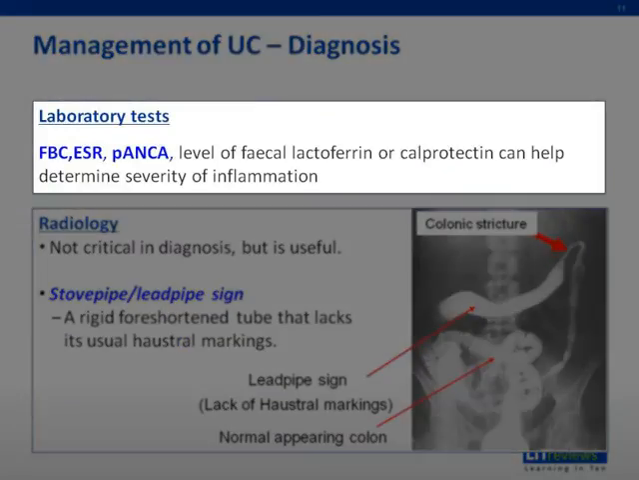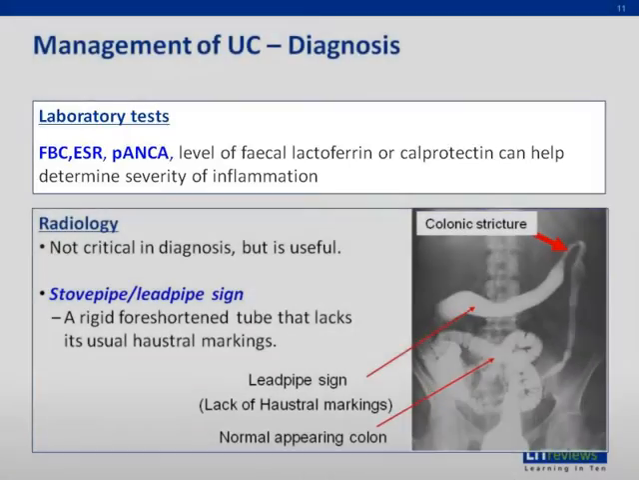Laboratory investigations are not diagnostic, but are helpful in assessing and monitoring disease activity and in differentiating ulcerative colitis from other forms of colitis. Full blood count, erythrocyte sedimentation rate, P-ANCA, and level of fecal lactoferrin or calprotectin can help determine severity of inflammation. Stool cultures for Clostridium difficile, Campylobacter species, and E. coli are recommended to rule out an infectious cause or complication.